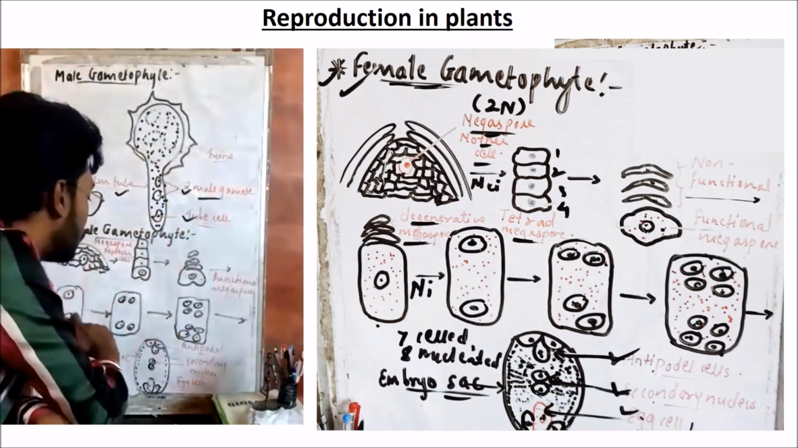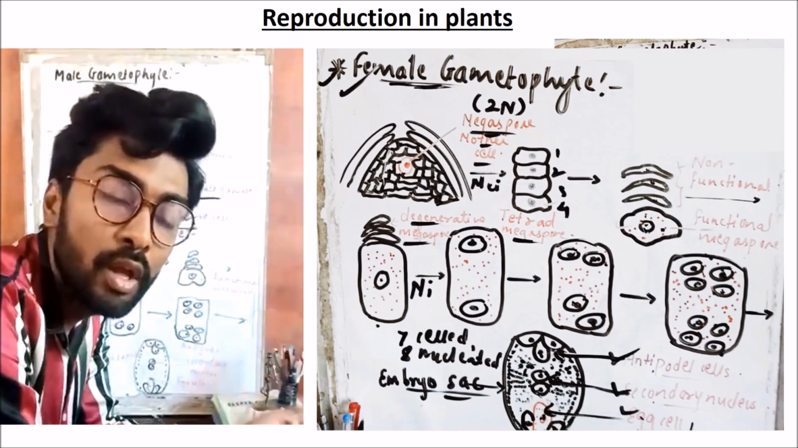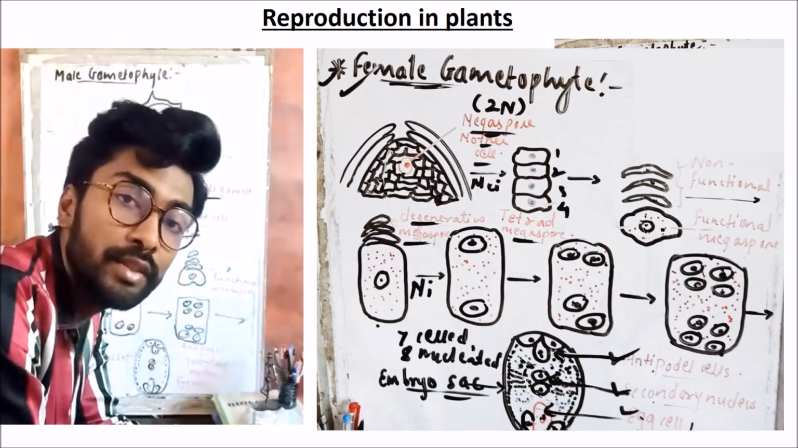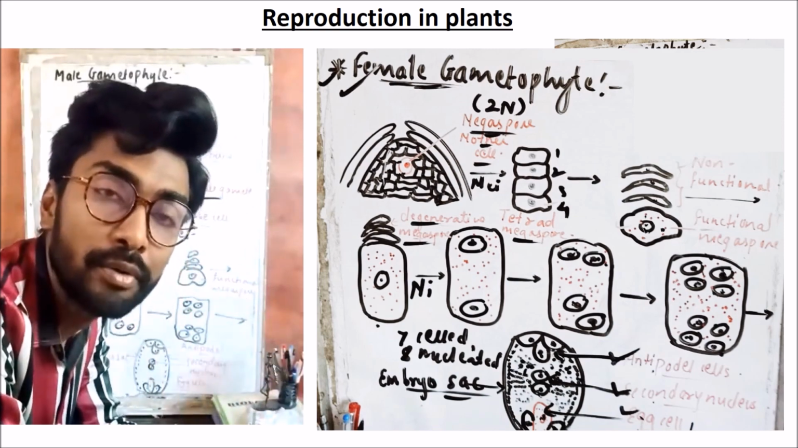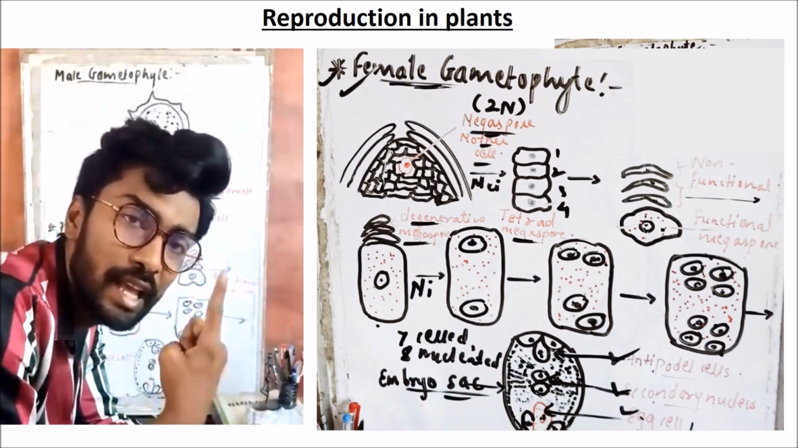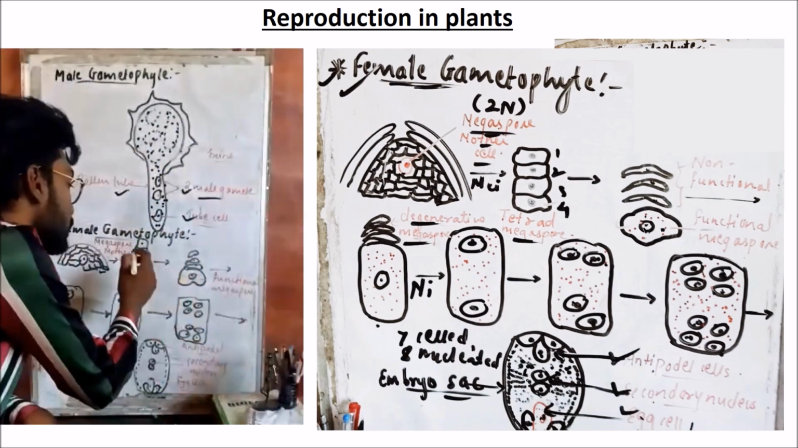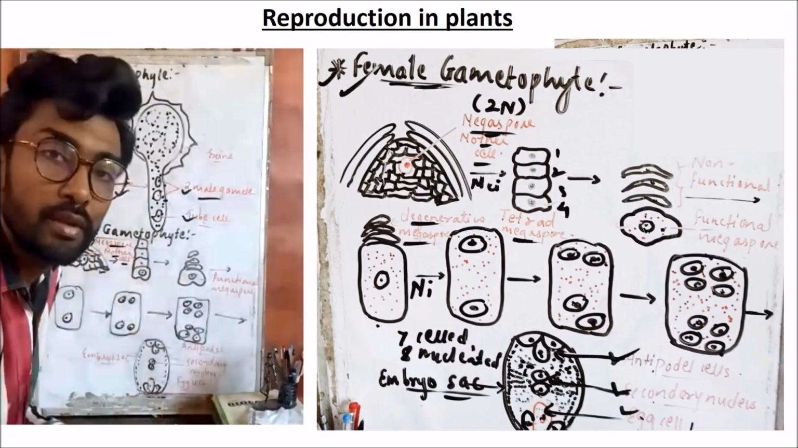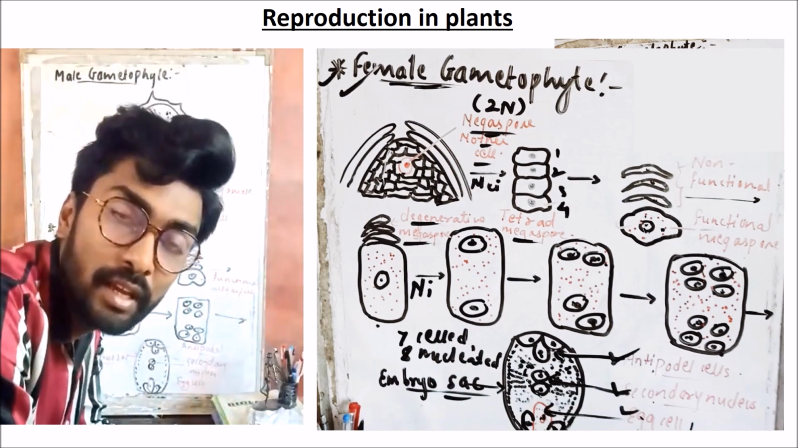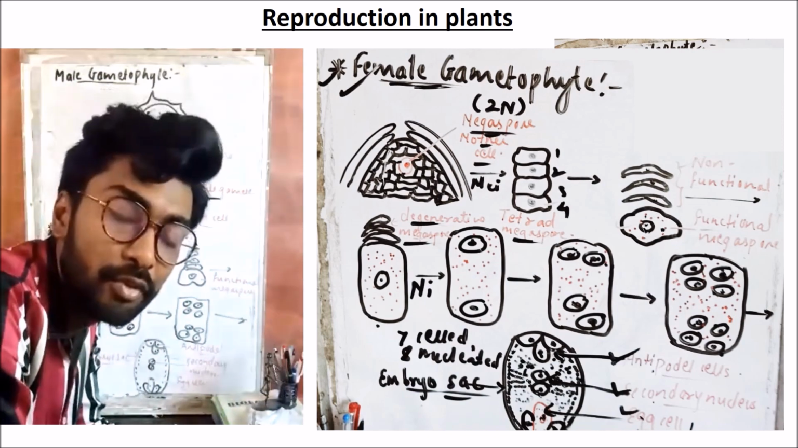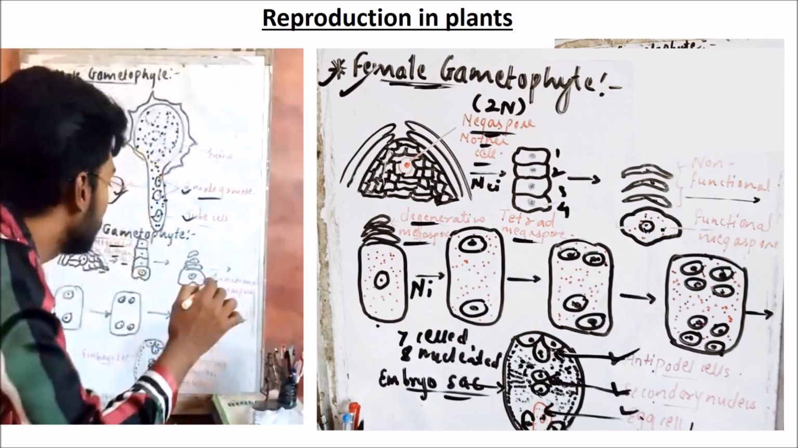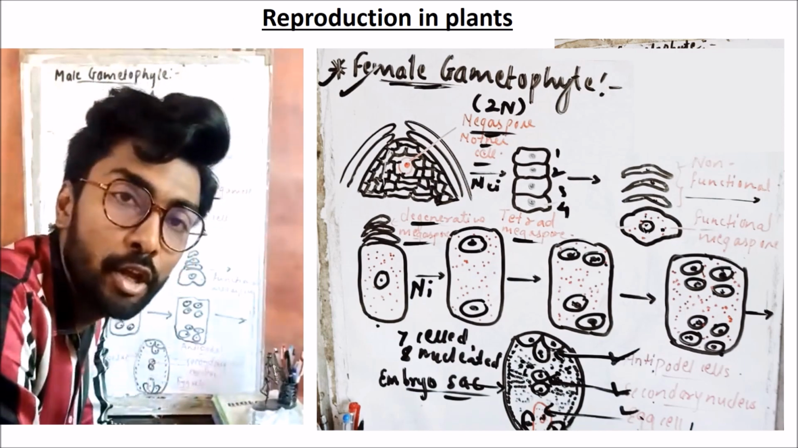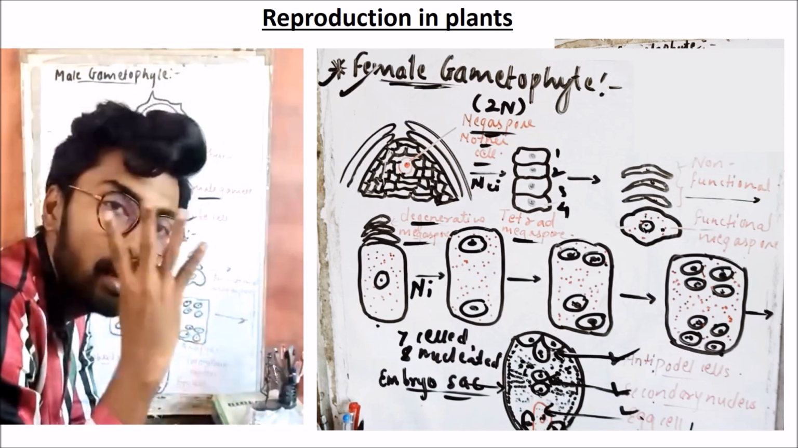Okay, so in a young ovule, the hypodermal cells which are present below differentiate to form the archesporial cell, and one of the archesporial cells at maturity leads to the formation of the megaspore mother cell, which is diploid in nature, right? Now this megaspore mother cell undergoes meiosis cell division to form a tetrad of megaspores, right?